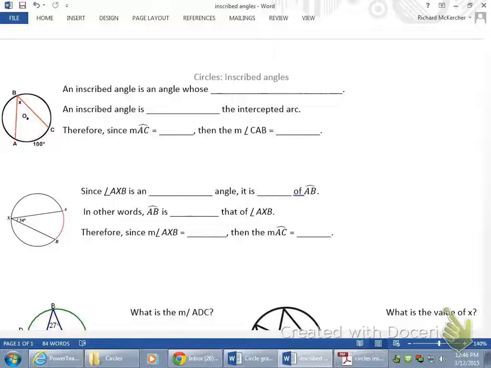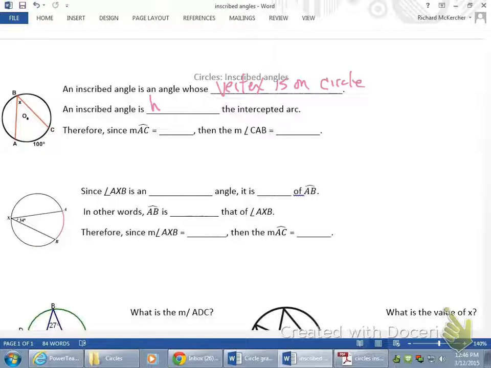Okay, welcome Math 3 to inscribed angles. We ran through this on Friday and reviewed it again today. Looks like this. An inscribed angle is one whose vertex is on the circle. We can point that out right here. B is the vertex of the angle and it is on the circle. Down here, X is the vertex of the angle and it is on the circle.